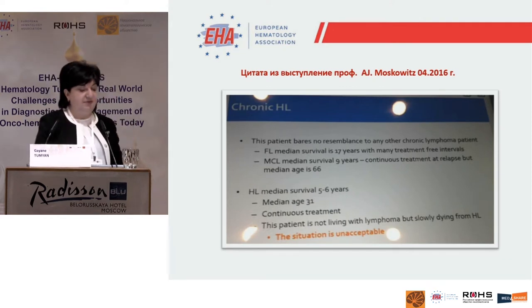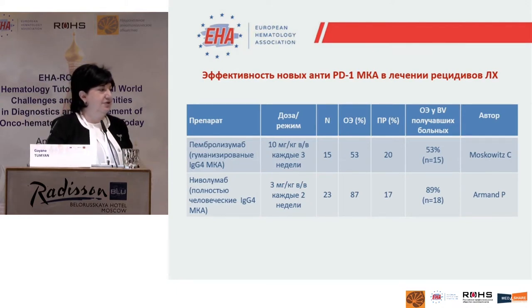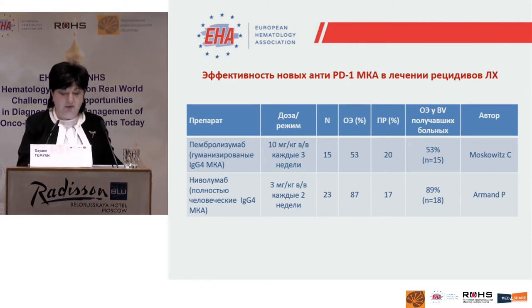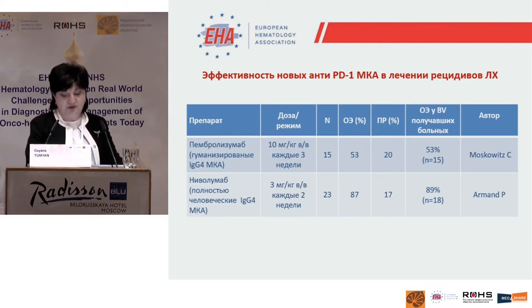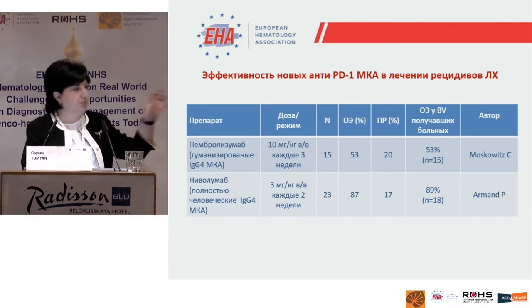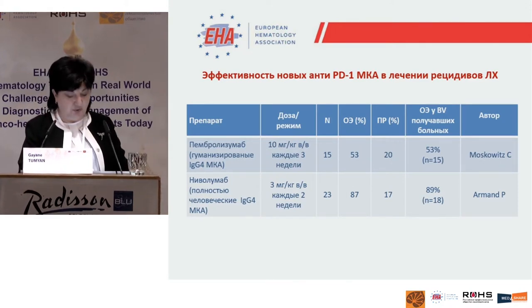И когда мы стояли в такой растерянности, у нас вдруг появляется абсолютно неожиданный луч. Это новые препараты, ингибиторы чекпоинтов. Сейчас мы о них очень много говорим, а тогда их появление было очень большим событием. У нас их 2, пембролизумаб и ниволумаб. Вы видите, что они показывают высочайшую эффективность у больных, которые получили трансплантацию, рецидивировали, еще получили брентуксимаб, и вот что мы имеем.